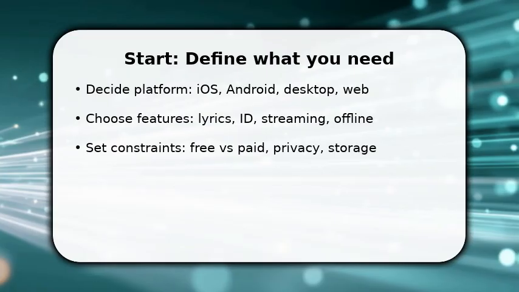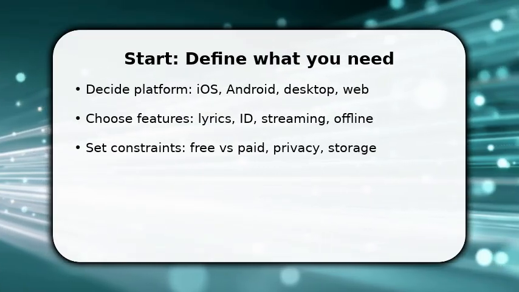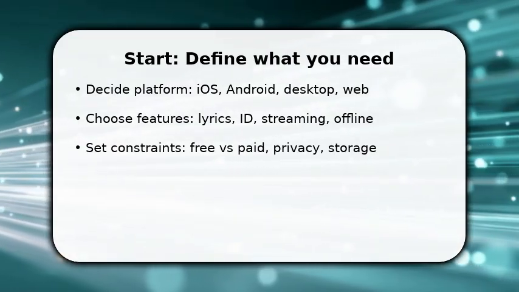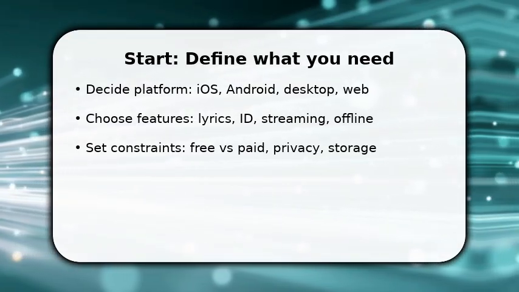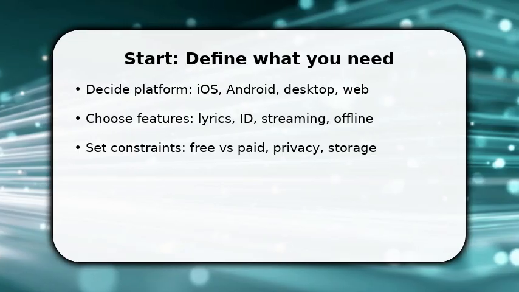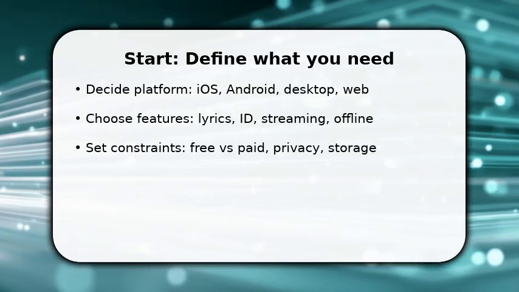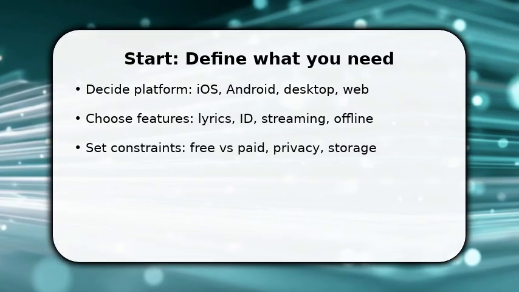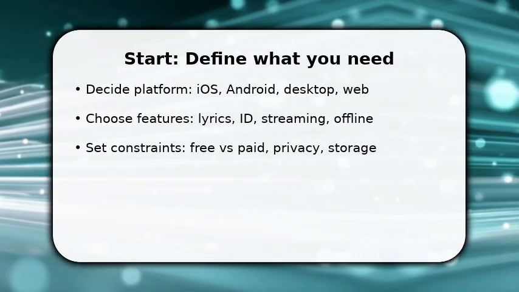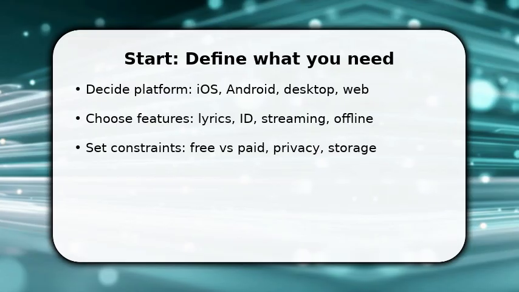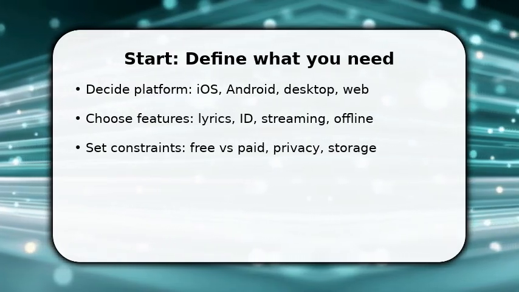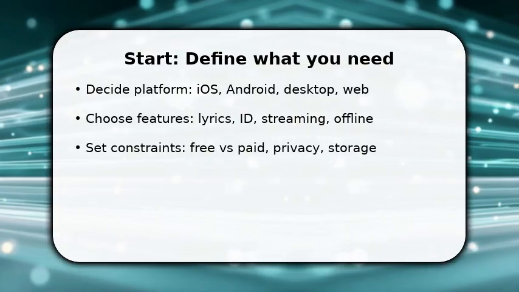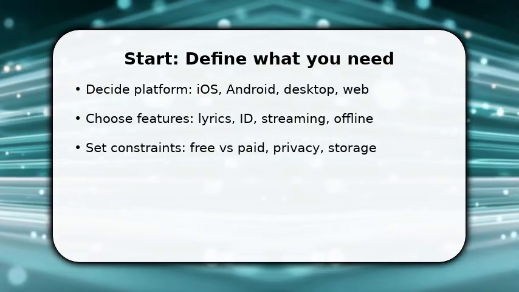You start by narrowing the goal. What kind of song app do you need and why? Once done, pick the platform, iOS, Android, web, because availability and UX differ. Make sure to list must-have features like lyrics, song identification, streaming or offline playback, and note budget limits such as free versus paid. You'll save time searching by ruling out incompatible apps early. This reduces options to a focused shortlist you can test immediately.